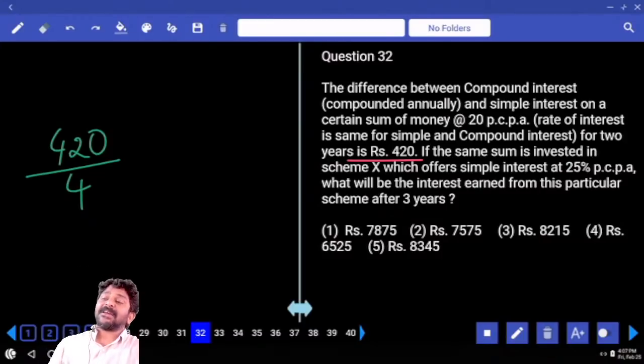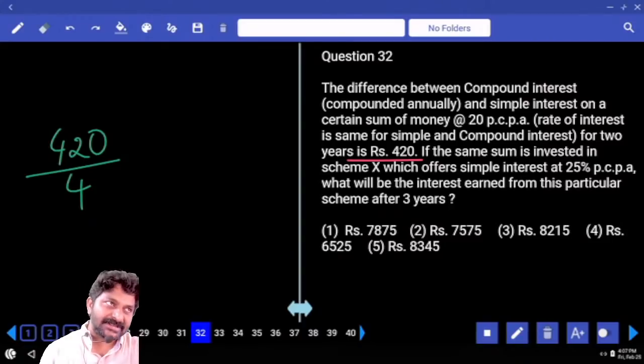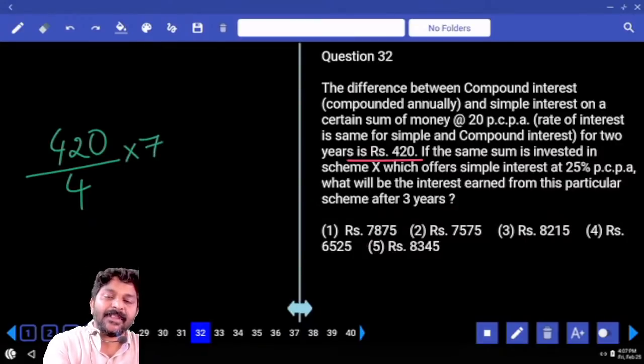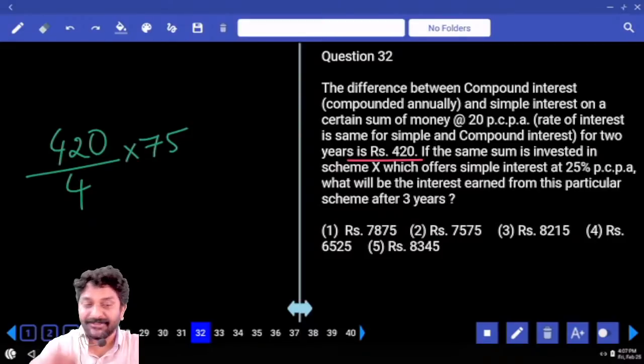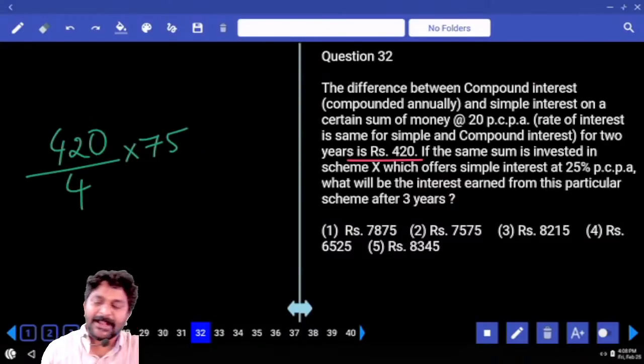If the same sum is invested in scheme X, which offers simple interest at 25% per annum, what will be the interest earned from this particular scheme after 3 years? Per annum 25%, simple interest after 3 years, 75% is equal to 75 into that number only. Right. So now this is 3 multiple and this is 3 multiple.